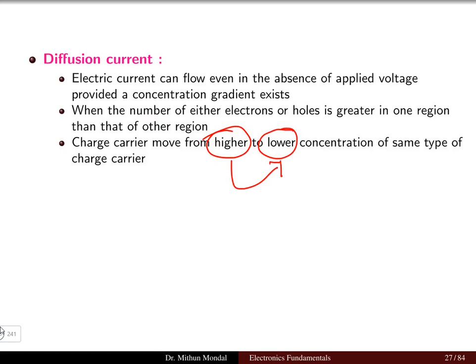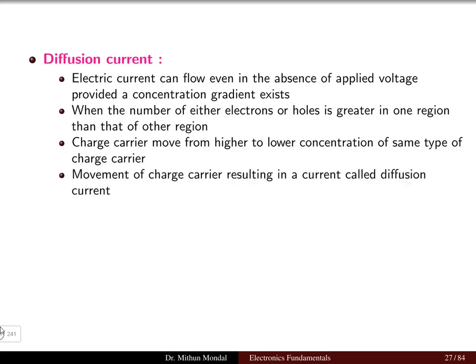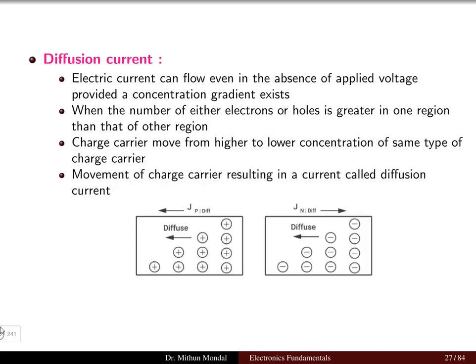And hence, there will be a movement of charge carriers which is known as diffusion current, and this is because of the concentration gradient. So here we can see the movement of the holes and the electrons in the p-type and n-type semiconductor, even in the absence of voltage, driven only by the concentration gradient.